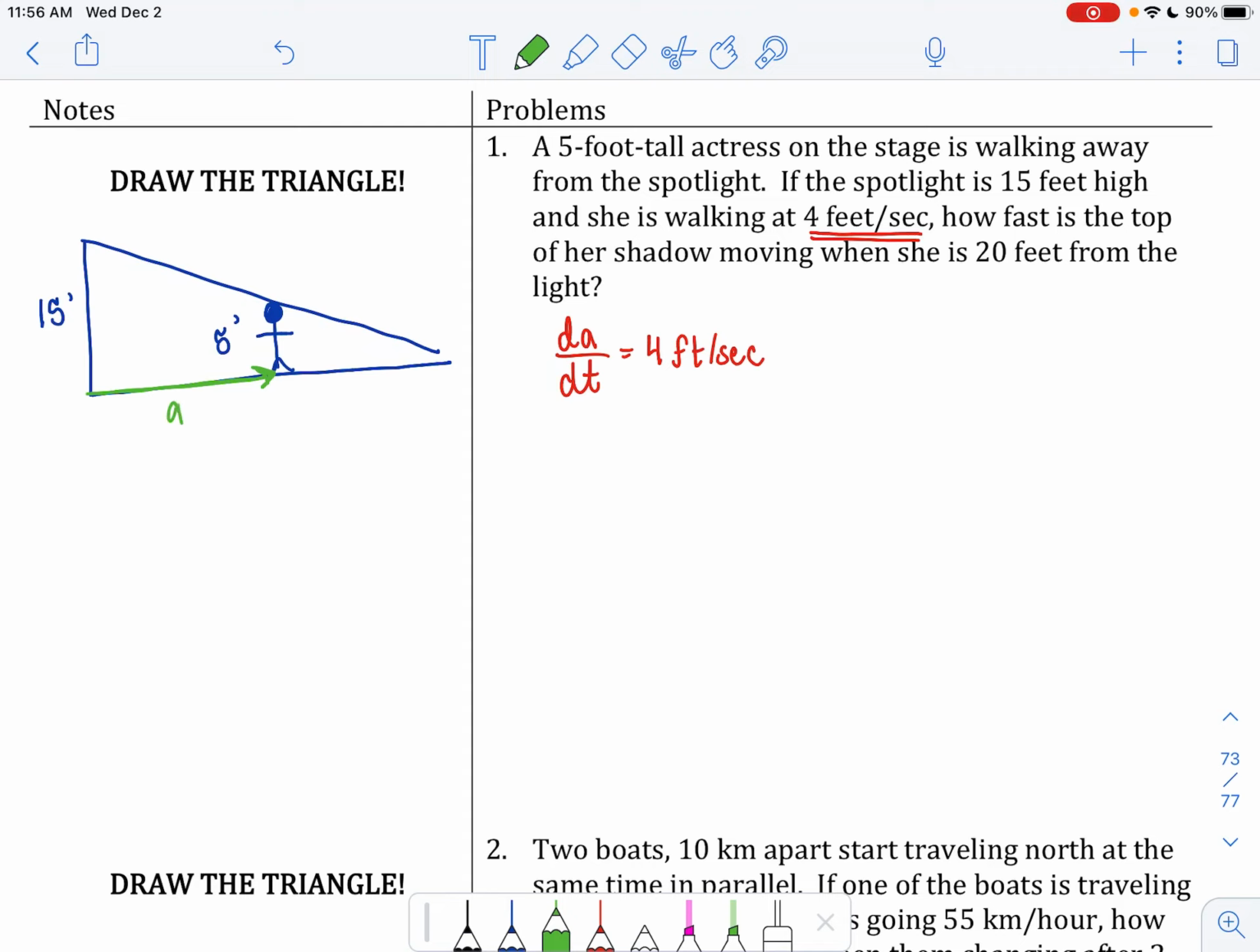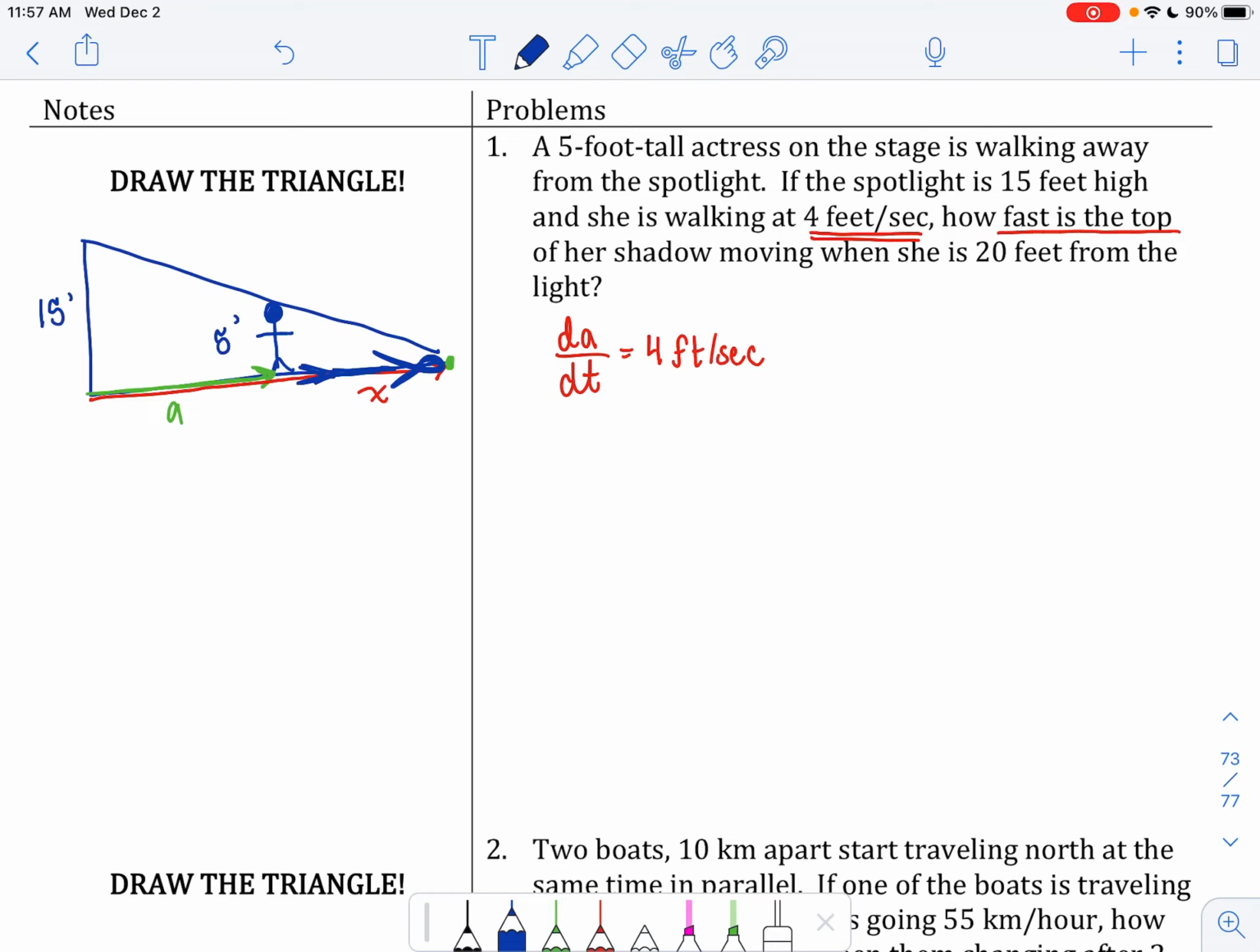Now, I'm going to call this distance A right here, and we want to know how far along the end of the shadow is, so let's call this X. So there to A, then all the way here is X. That's what we want. We want to know how fast is the shadow moving. And if I drew in the shadow, that would be here as she's walking away.